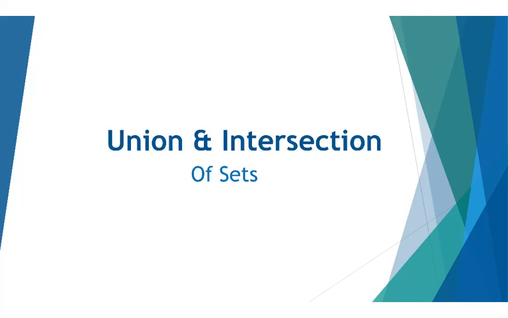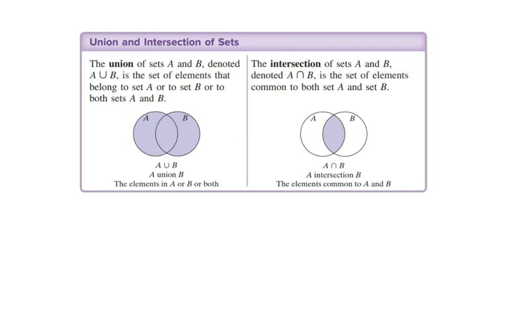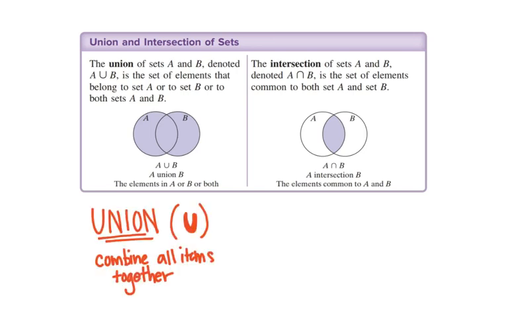The union and intersection of sets. Okay, before we get really into it, I just want to talk about the definitions. So the word union means you have two different sets of items. The union means combine them all together. And we use that symbol that looks like a U, so that should be easy to remember.